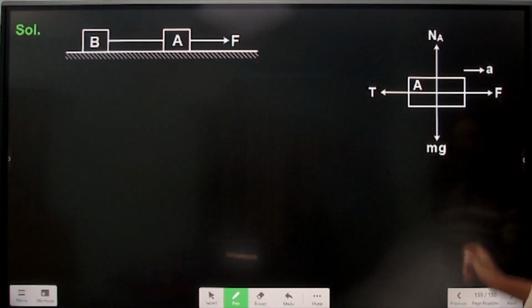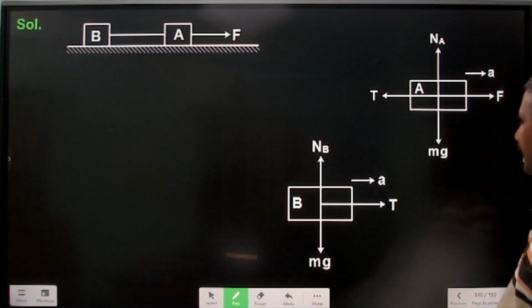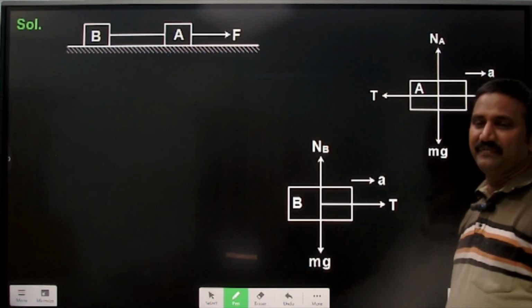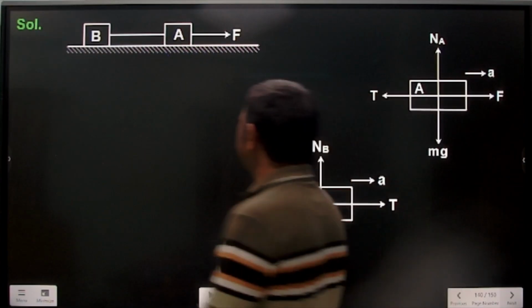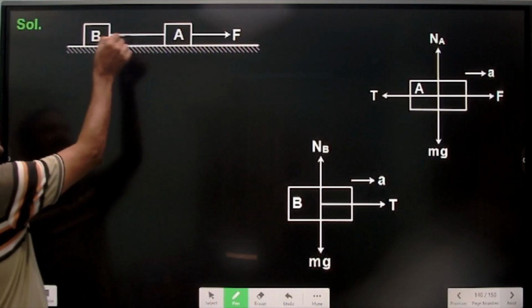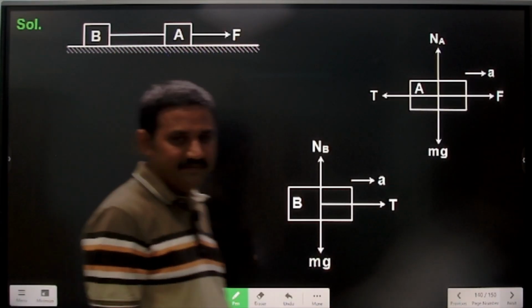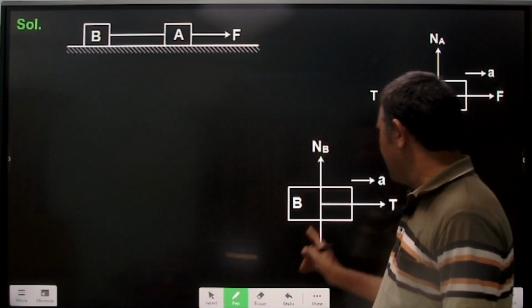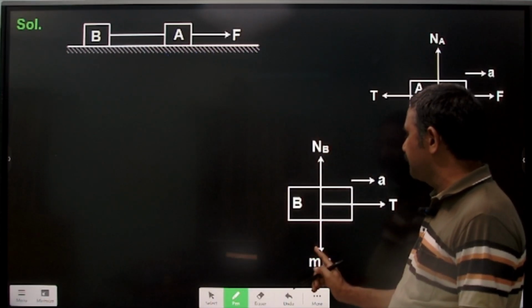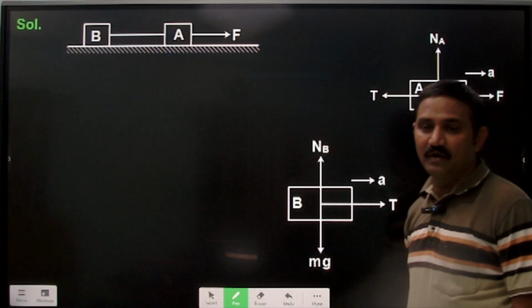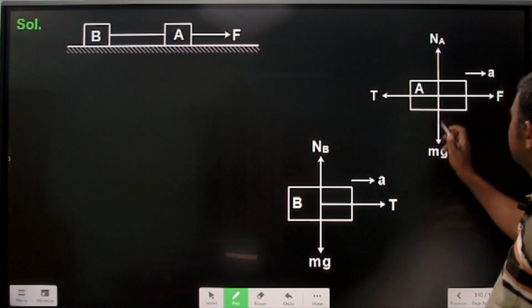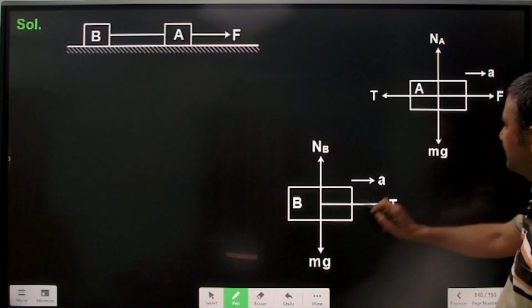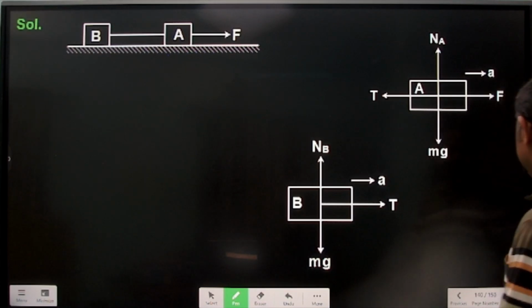Now here, write Newton's second law of motion for this object, and similarly for block B also. What is the free body diagram? In this B block, tension T is acting towards the right, and mg is acting in the vertical downward direction. The normal reaction acting on this object is NB, acting upward. So here this normal reaction is NA and this normal reaction is NB.